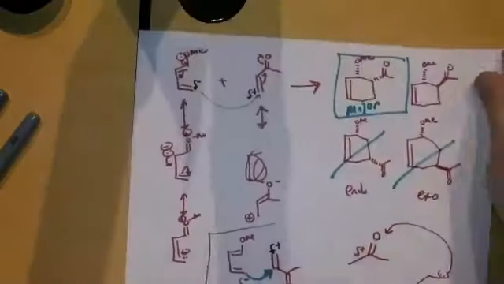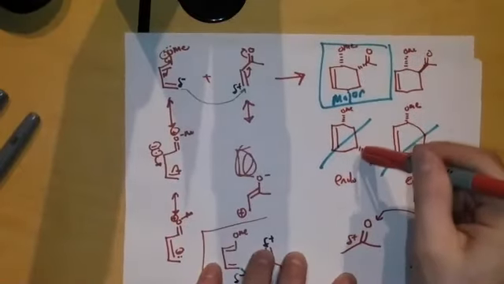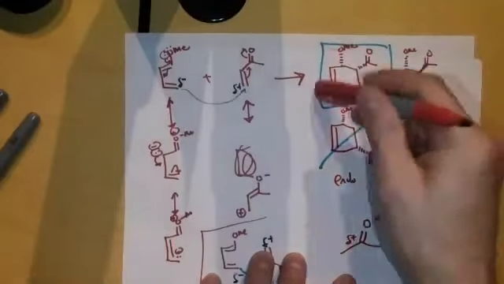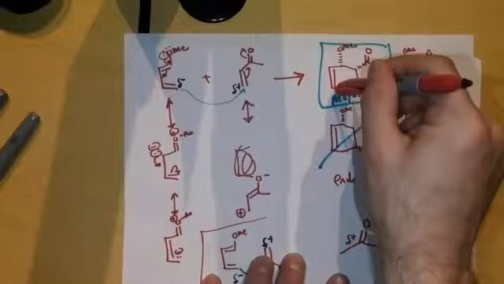I keep using red because it's working. Endo is generally always the major product, but there are always two endo products for these. The resonance lets you cross out two of your four products, and then it's just down to your endo and your exo. Endo is your major.